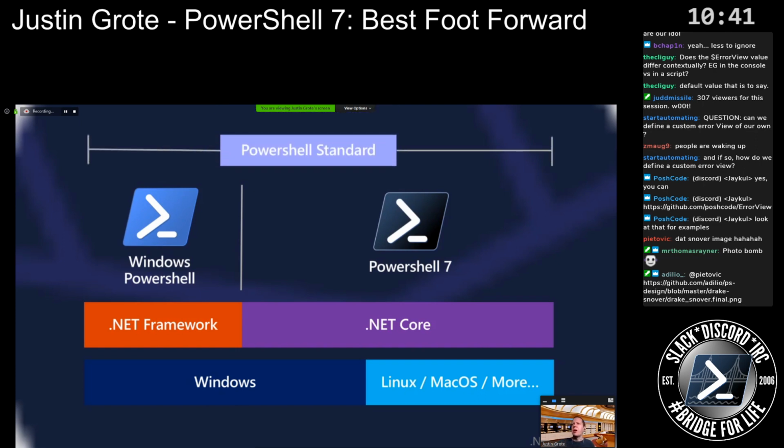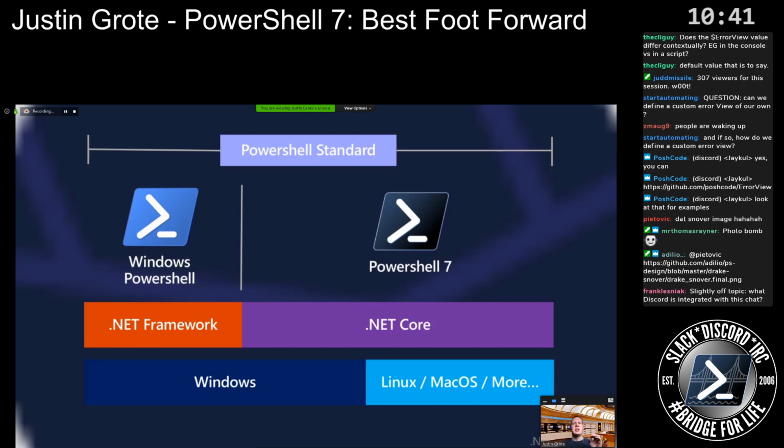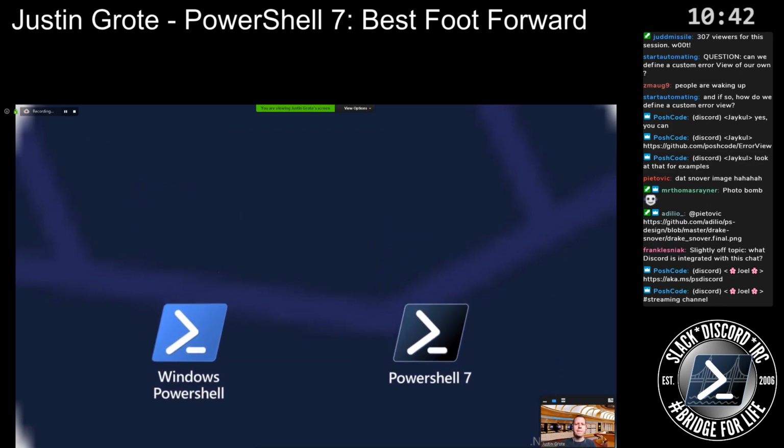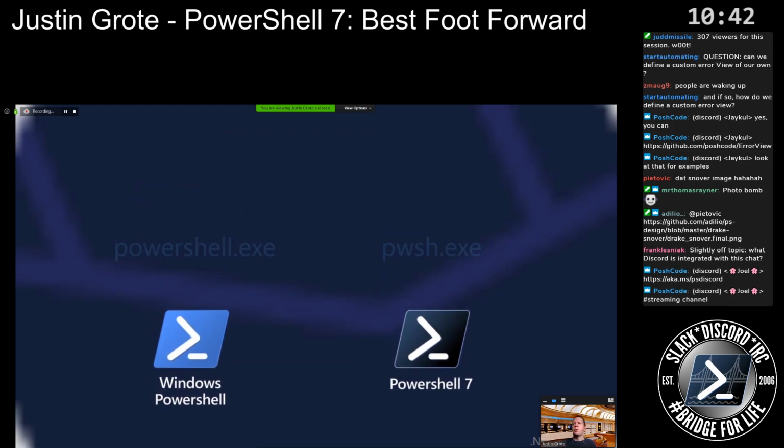There's this thing called PowerShell Standard. Speaking of module builds, PowerShell Standard is a way, when you're writing modules, especially binary modules, to make sure that what you're writing will work on both Windows PowerShell and PowerShell 7. So that you can write one module, and regardless of whether it's on Windows PowerShell or PowerShell 7, it will work fine.